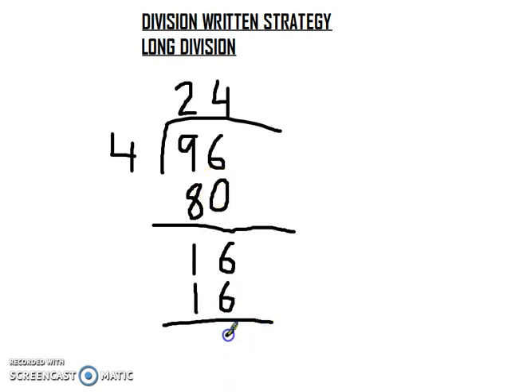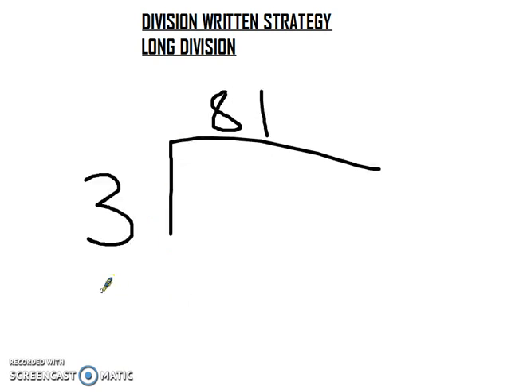6 take 6 is 0. 1 take 1 is 0. So I've got nothing remaining, which means that 96 divided by 4 equals 24. All right, let's have a look at another example.